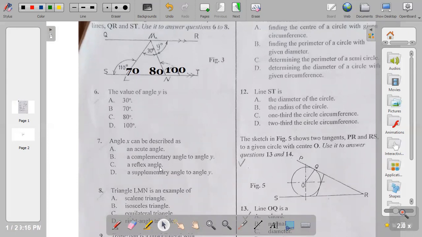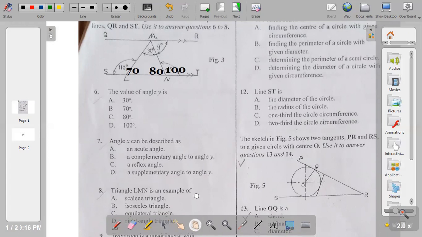And C, a reflex angle. A reflex angle is more than 180 but less than 360 degrees. Then the last one says D, a supplementary angle to Y. I'll go with D, because a supplementary angle is an angle that adds up to 180 degrees, and since this is 80 plus 100, that gives us 180. So for question 7, my answer is D.